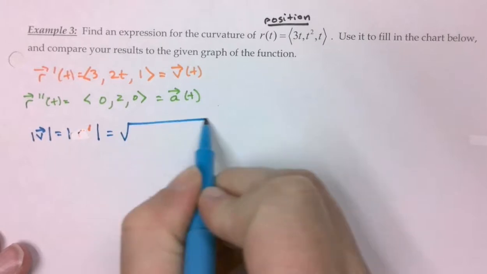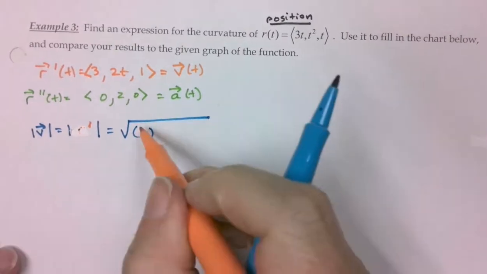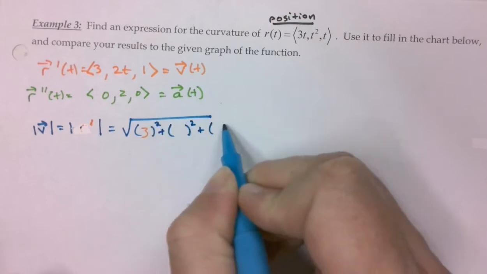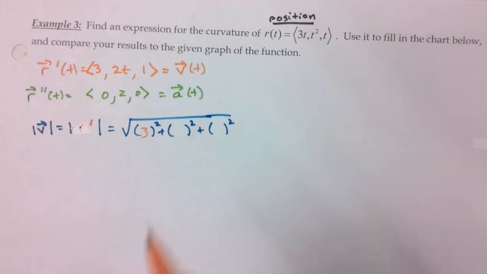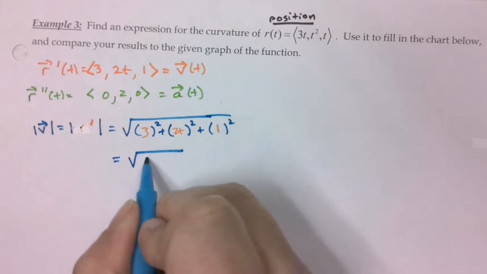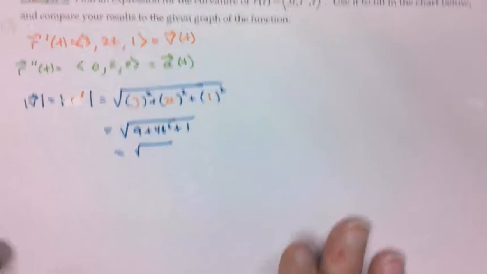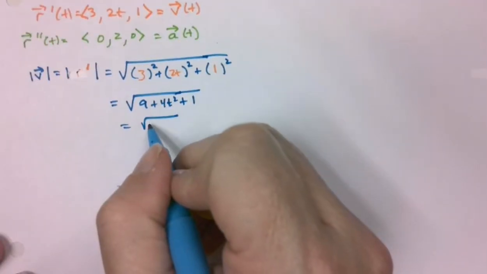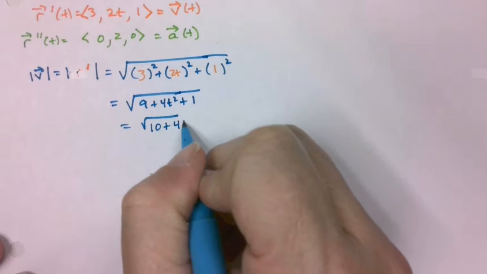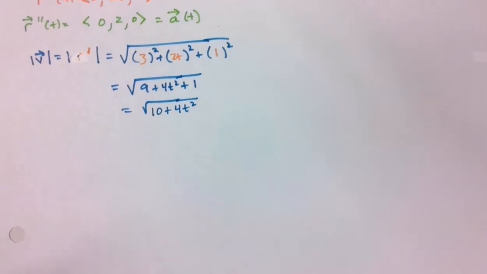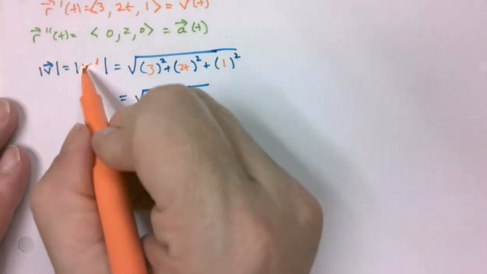Which would be the square root of 3 squared plus 2t squared plus 1 squared. Which would be the square root of 9 plus 4t squared plus 1, which would be the square root of 10 plus 4t squared. Or if you like, 4t squared plus 10, it doesn't really make any difference. Okay, so there's the magnitude of my velocity vector, which is the derivative of my position. Sorry, my R is looking really strange there.